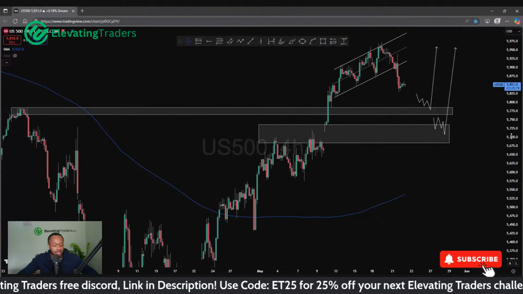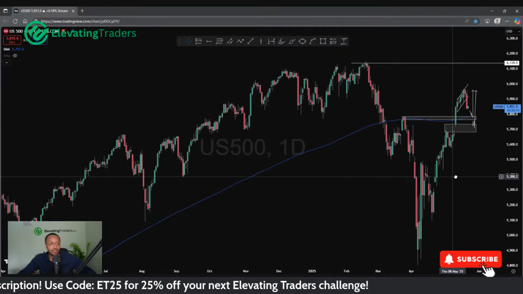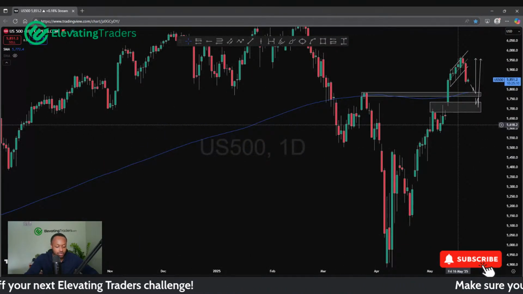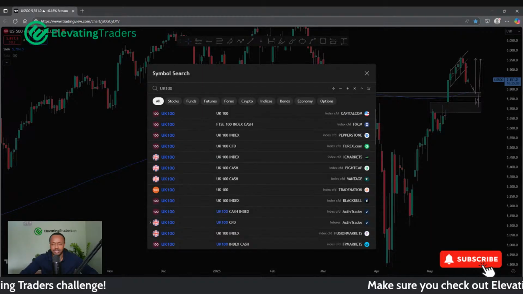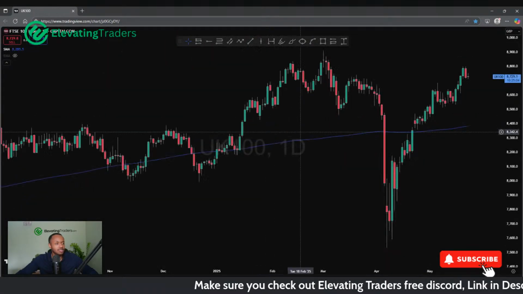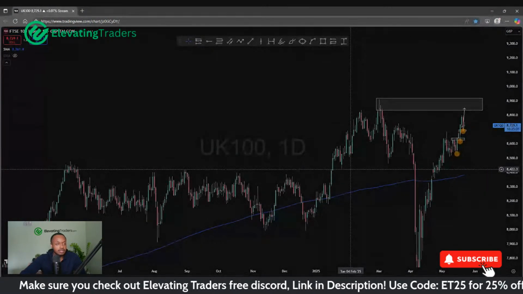But yeah, that's kind of where I'm at for the indices. Still very bullish, just looking for a pullback, then expecting a lot more upside. I think even for the FTSE 500, FTSE 100, combined two markets there. Yeah, that's looking very bullish as well.